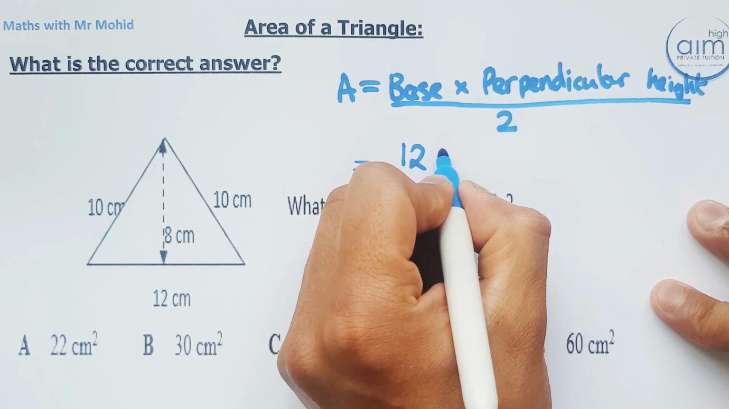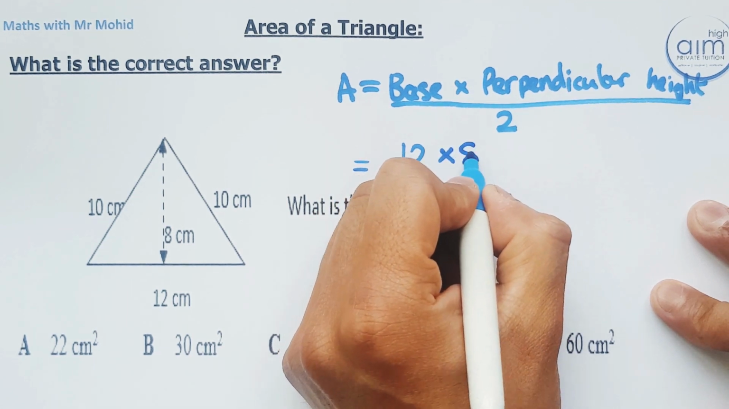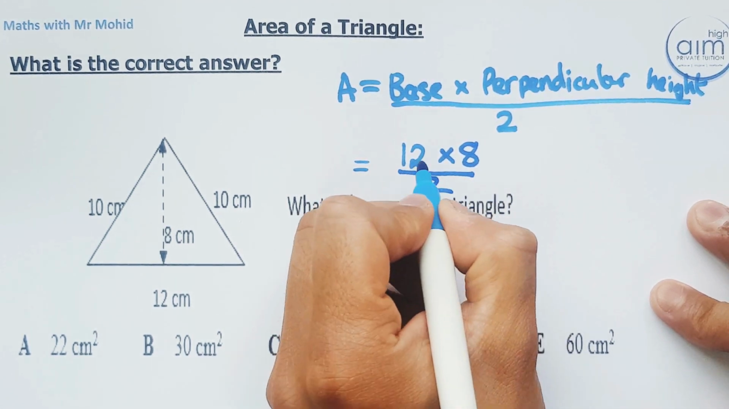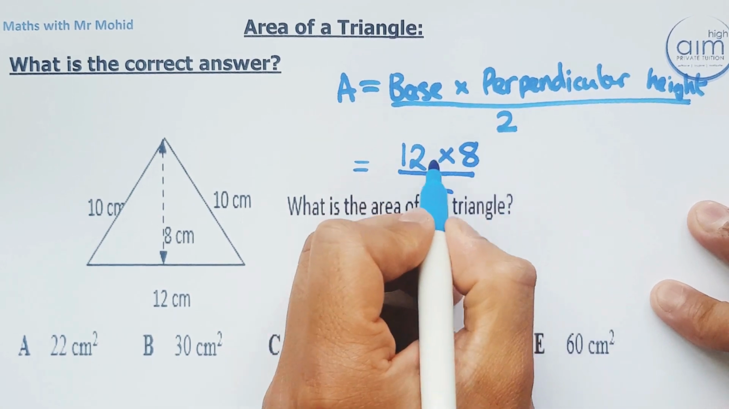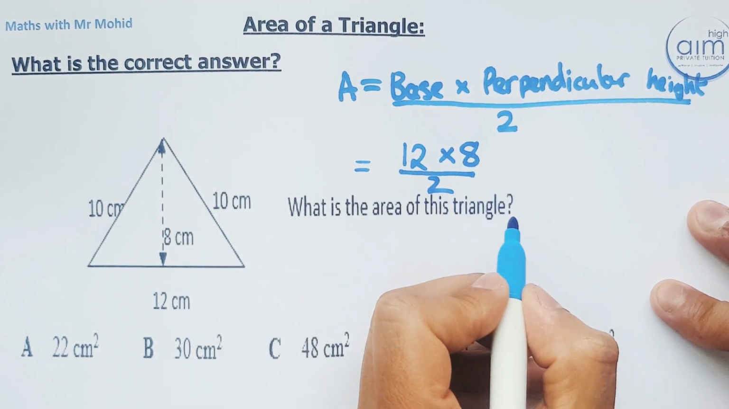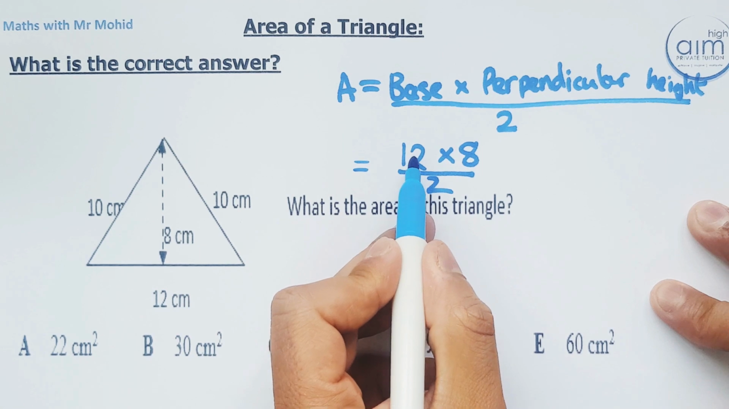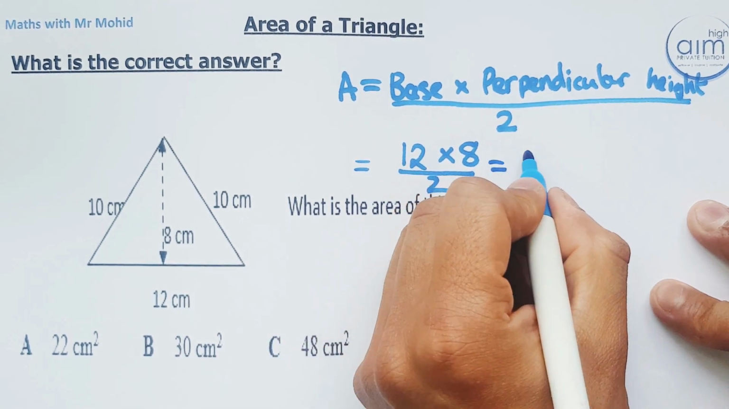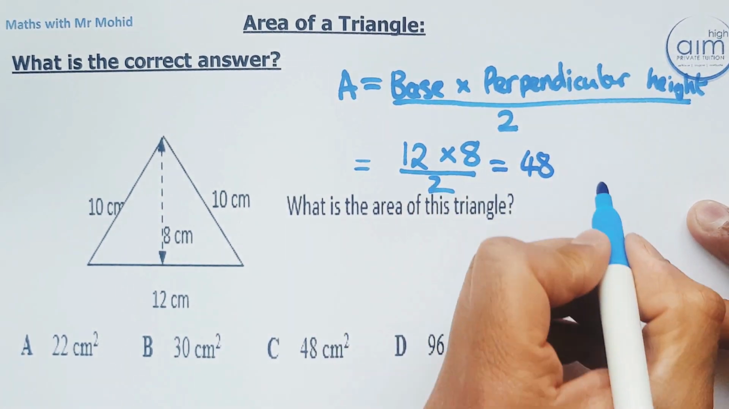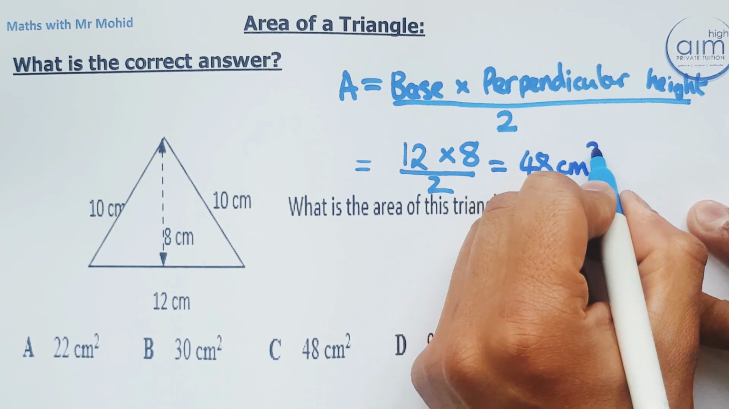So 12 times by 8, and then we're going to half our answer. So you could do 12 times 8 and then half it, or you could just half one of the numbers first. So I'm going to half the 12 to get 6. 6 times by 8 is 48. And of course the units for area is centimeters squared.